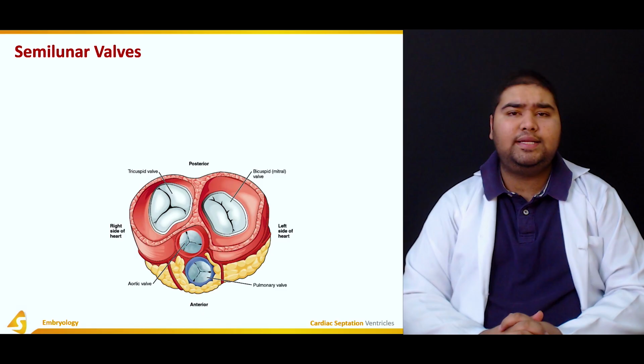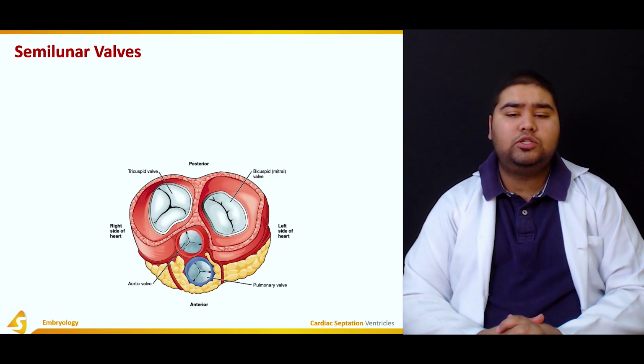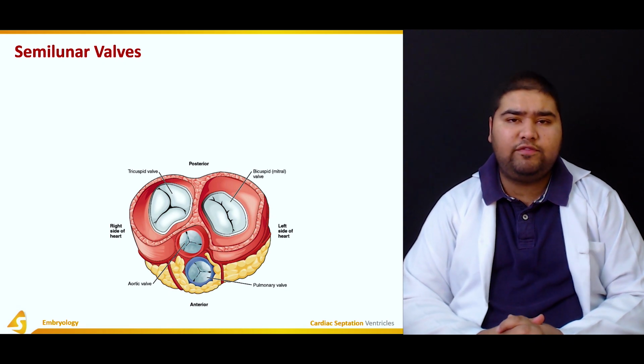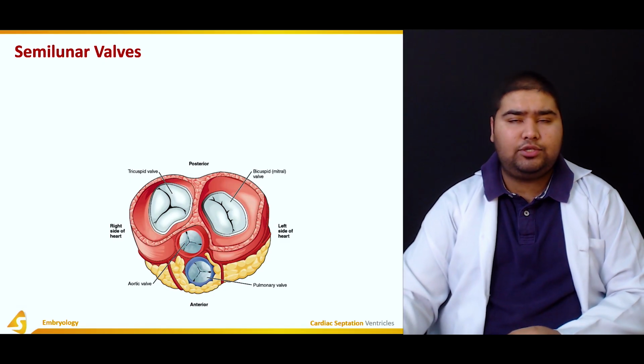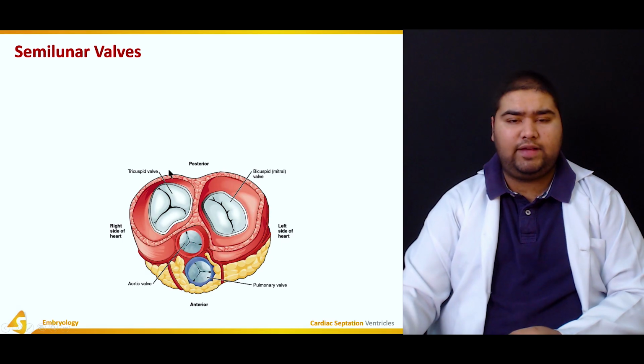Now let's talk about the semilunar valves. Semi means half, lunar means moon. So these are called half moon valves, or valves that look like half moons. There are two semilunar valves in the body, the aortic valve and the pulmonary valve.